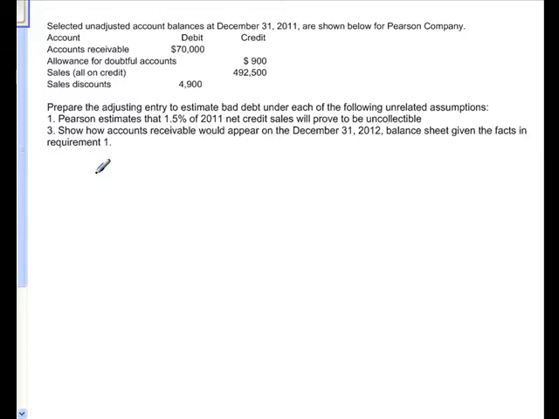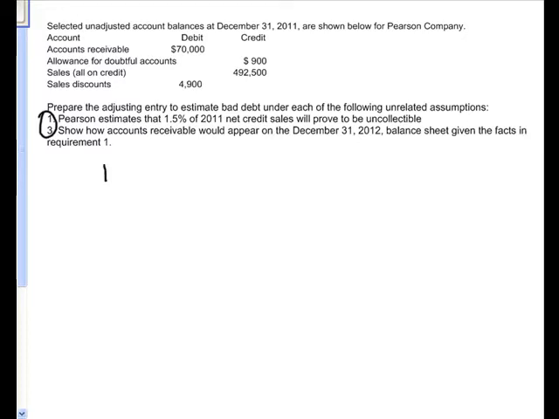So I've divided this question up into two pieces. I'm going to have a look at part 1 and 3 first, and then we'll have a look at part 2 and 4. When you're estimating bad debt, there are a couple of different methods to calculate the number that goes in the journal entry. But the journal entry is always the same.